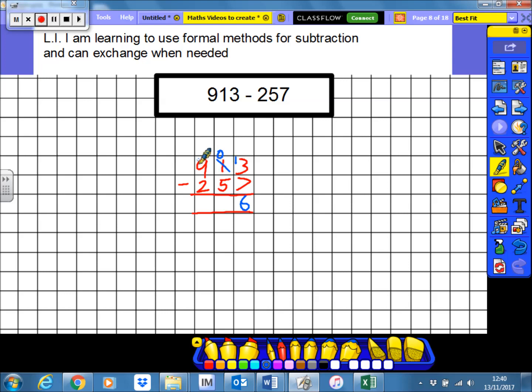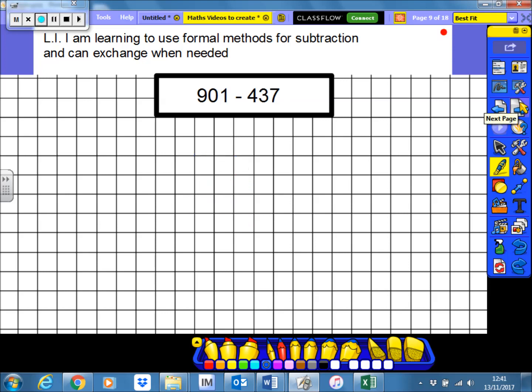We move up a column again. We're now in the hundreds column. And we're going to take one of those hundreds away. So we've gone from having 9 hundreds down to only 8 hundreds. But we're changing that 100 that we're taking for 10 tens. So we now have 10 in the tens column. 10 take away 5, we can do. 10 take away 5 is 5. Now lastly, 8 take away 2 is 6. So our final answer in this case is 656.